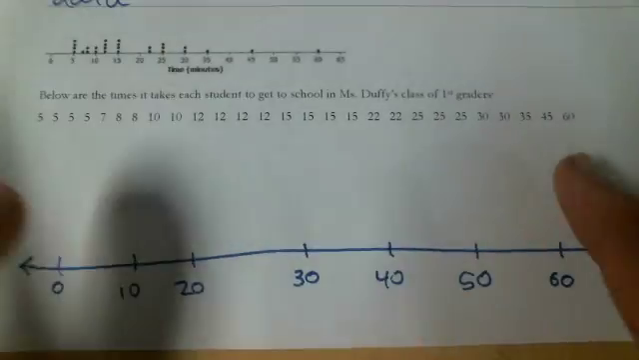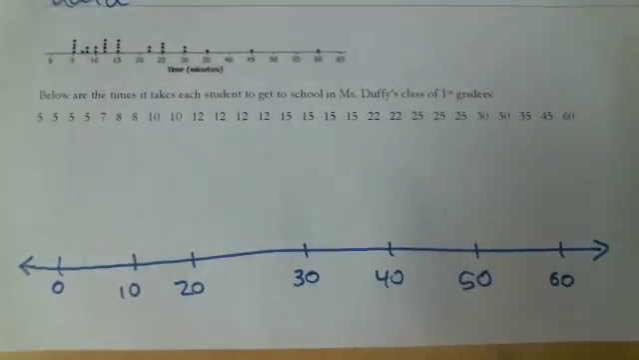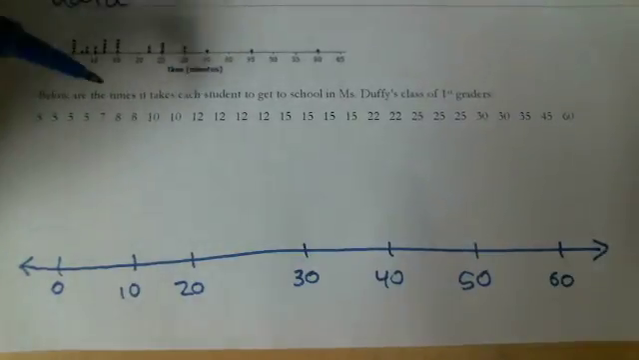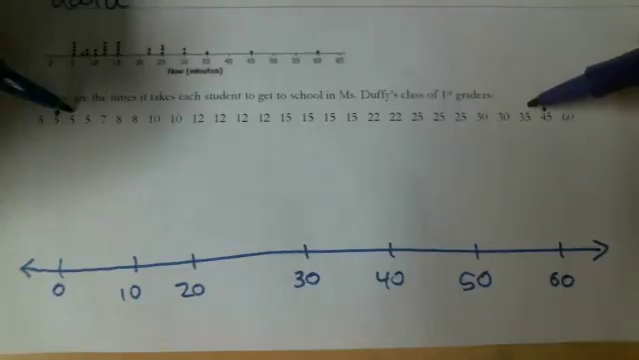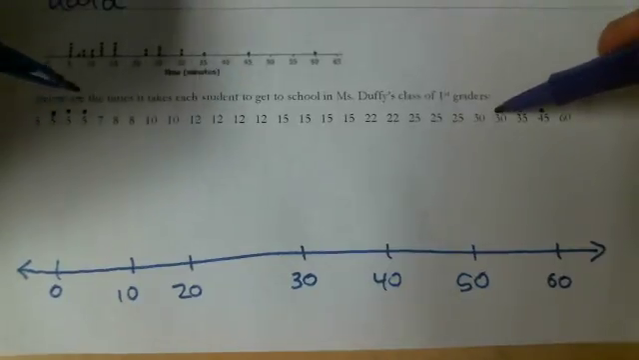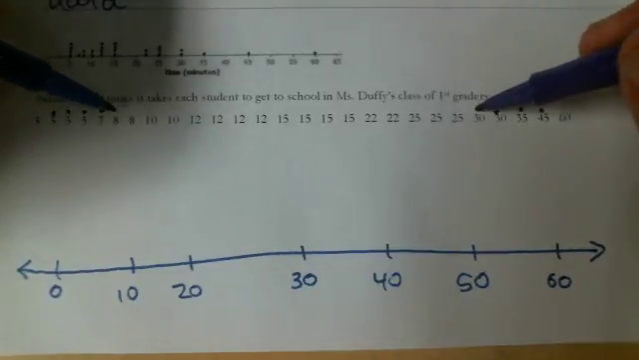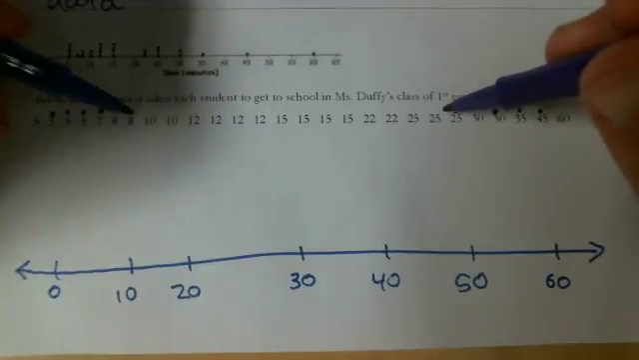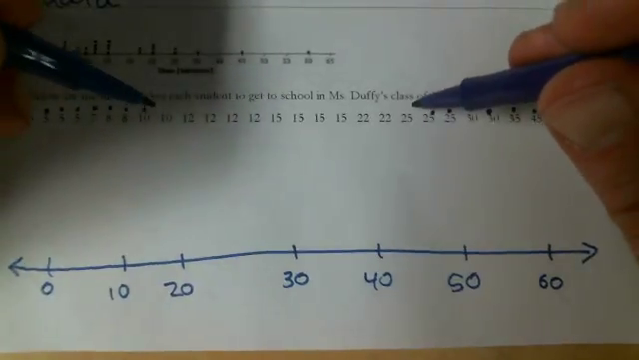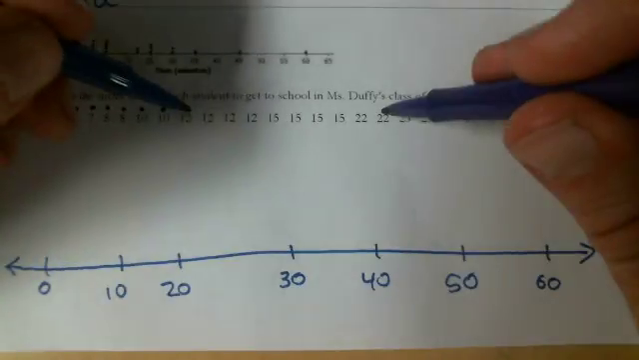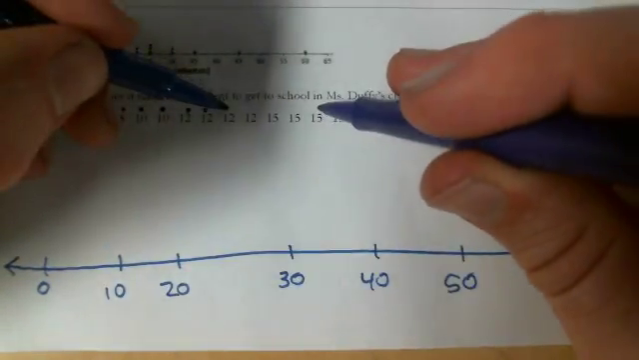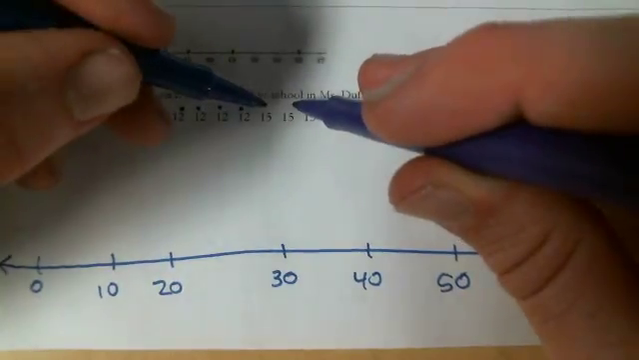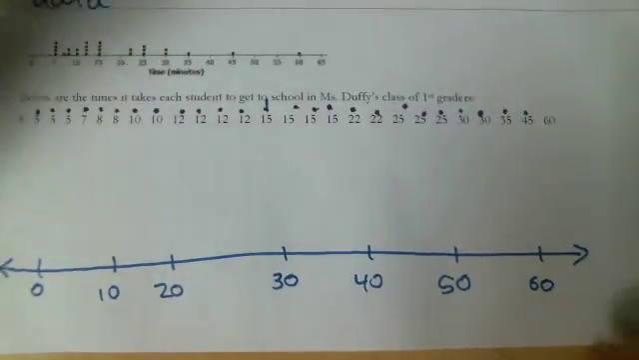So first things first, with my data, let's find the median. When I find my median, you don't want to cross things out. You want to be able to see everything. So I go 1 and 1, 2 and 2, 3 and 3. Make sure I get this right. 5 and 5, 6 and 6, 7 and 7, 8 and 8, 9 and 9, 10 and 10, 11 and 11, 12, and here we go, we land right on 15.